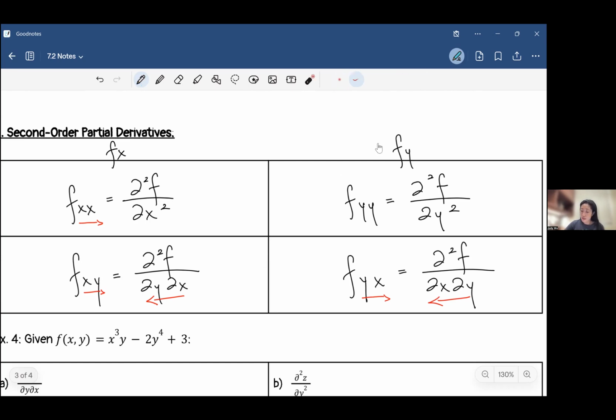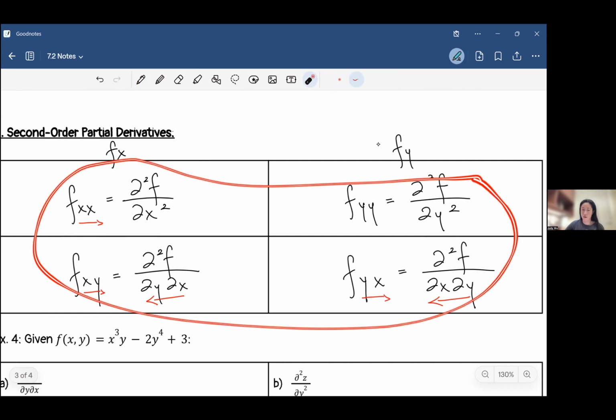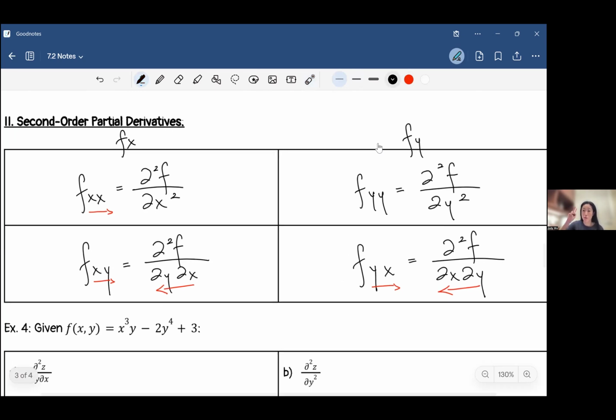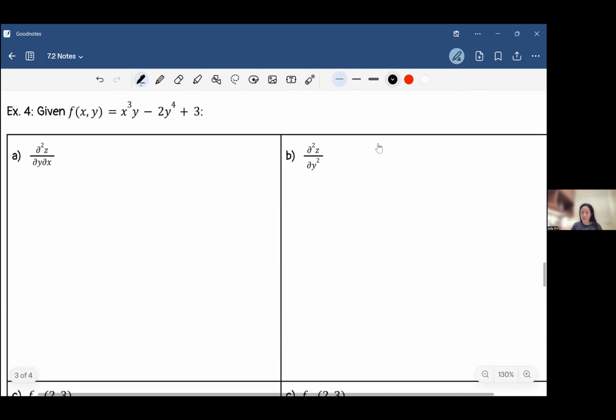But the other thing to be really aware of is there's not just 2 second partials, there's 4 second partials. So if I ask you to find all second partials, you better be finding 4 of them. If you only find 2, you've kind of missed part of the point there. So 4 second partials, 2 first partials. All right, so let's go through an example.